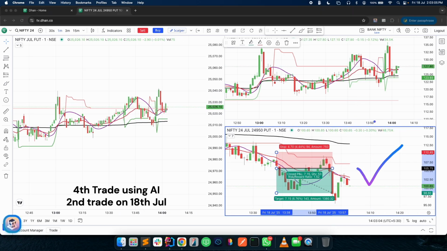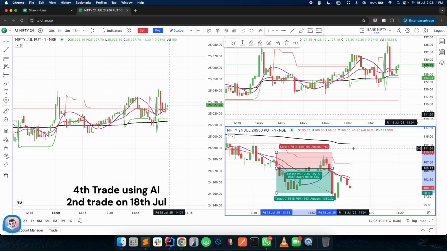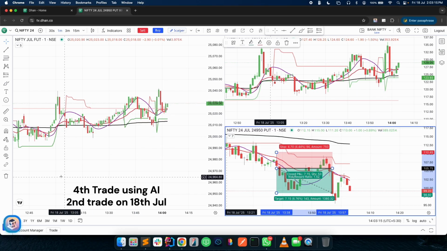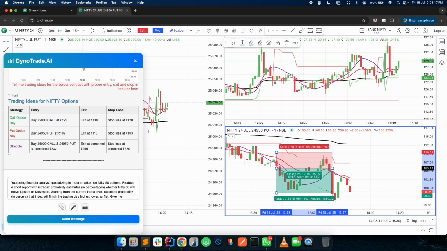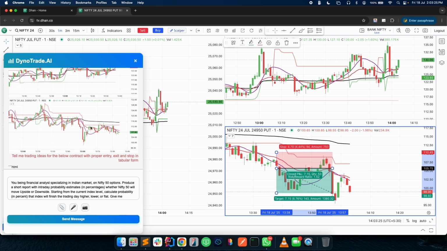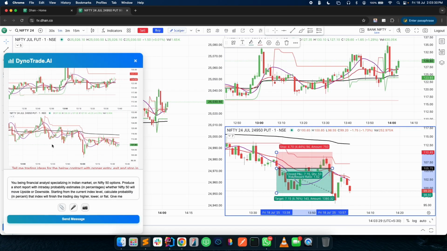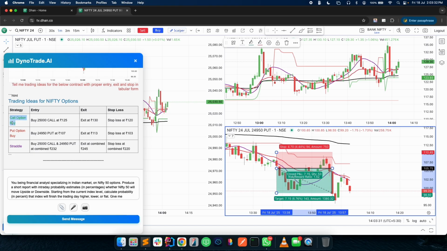I think now it's 2 o'clock, so I'll not do any more trades. We will do our next trade on Monday. One final note for you guys: don't take DynoTrade alone as a primary analysis tool. The reason being, based on the chart, what we asked DynoTrade to analyze, it came up with trade ideas: call option buy and put option buy.